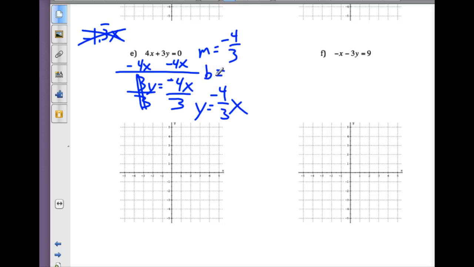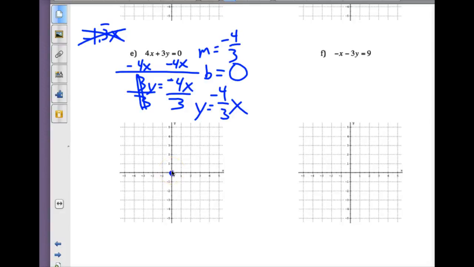Devin, what's the y-intercept? 0, which is the origin. This line goes through the origin. It is the origin. Yes. So the line goes through the origin. Harrison's going to argue with me. No, it's the origin. All right.